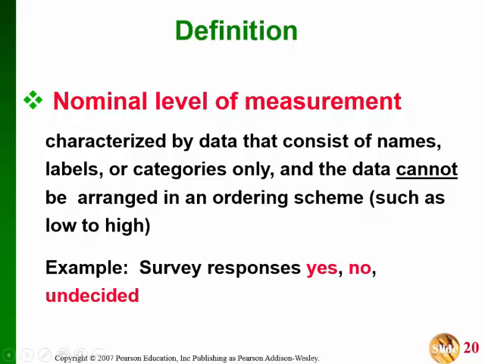So first they talk about nominal level of measurement. So nominal level is basically categories. So if you remember back, that's like qualitative data. So survey responses, or our example from before, gender, is a nominal level of measurement.